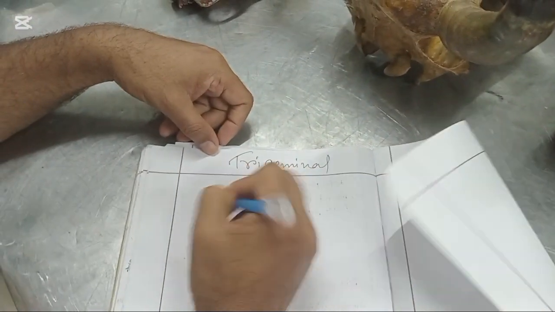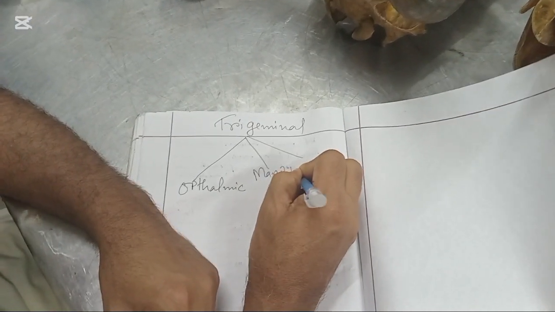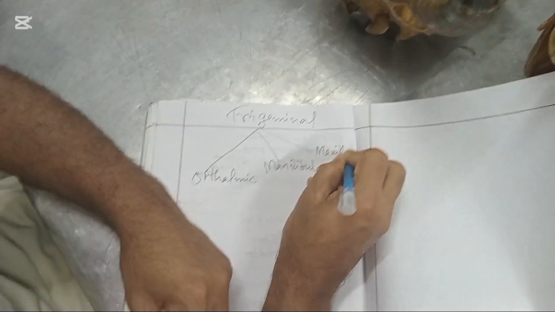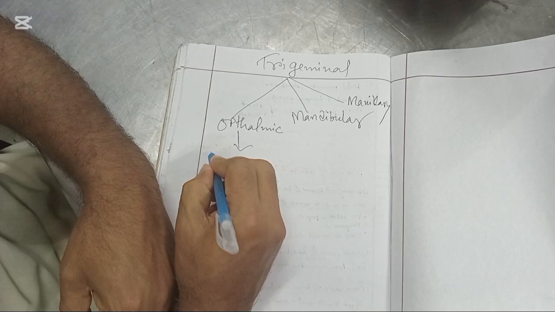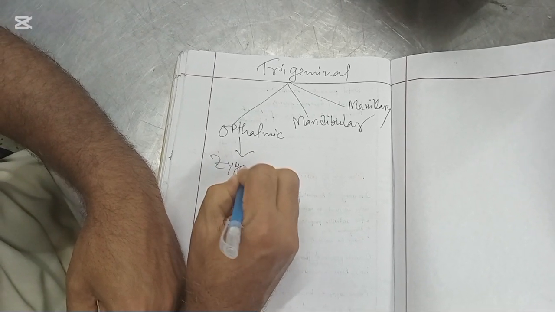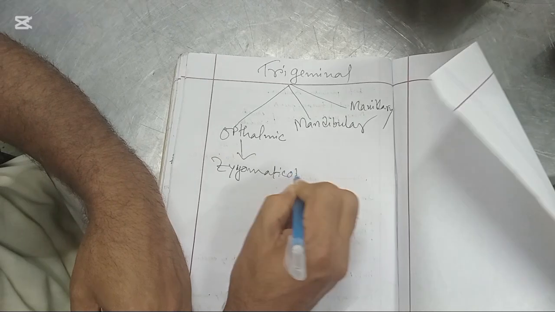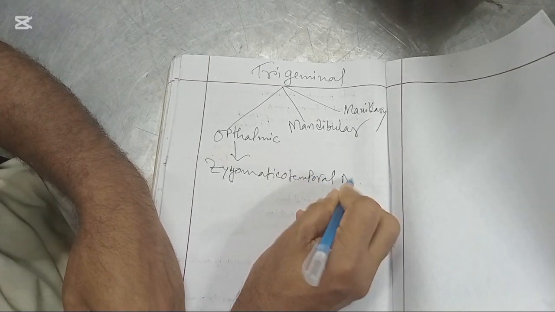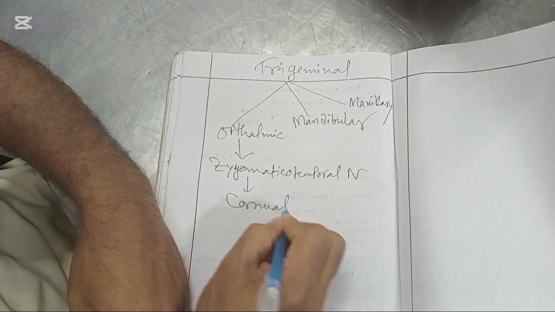The trigeminal nerve has three branches: ophthalmic, mandibular and maxillary. Ophthalmic has a branch that is called zygomatico-temporal nerve. From this zygomatico-temporal nerve comes the cornual nerve.